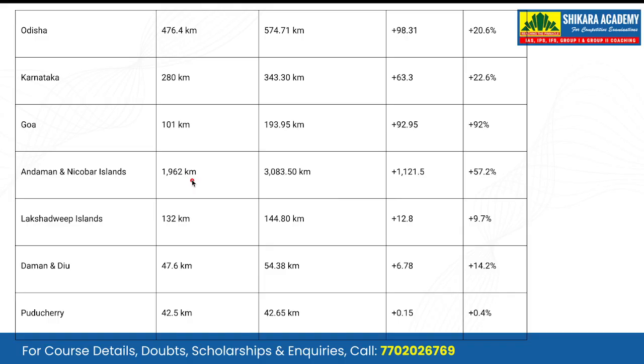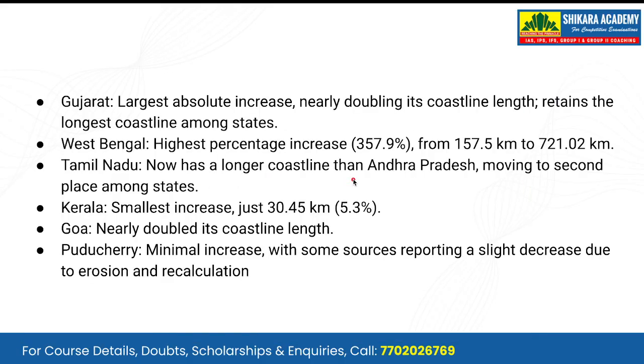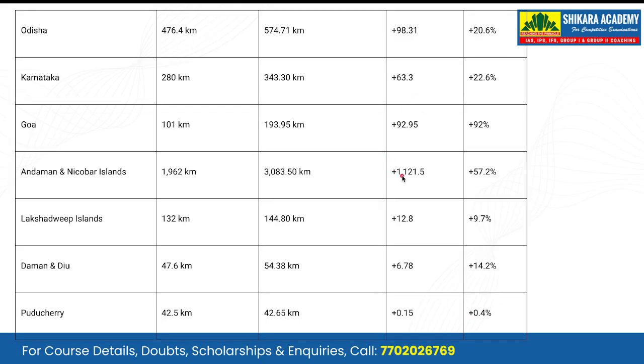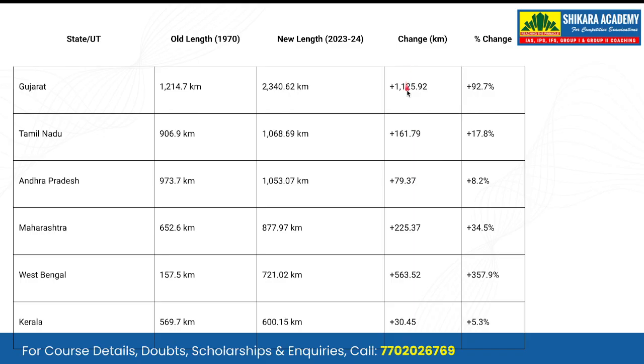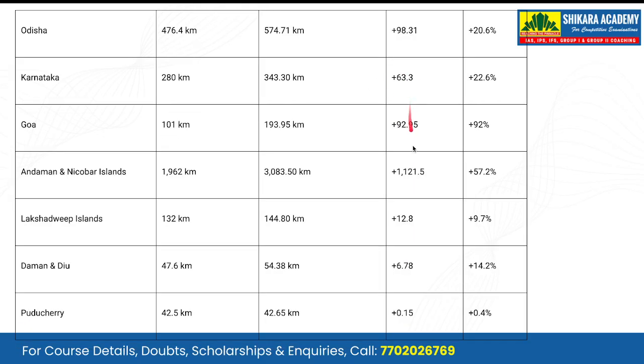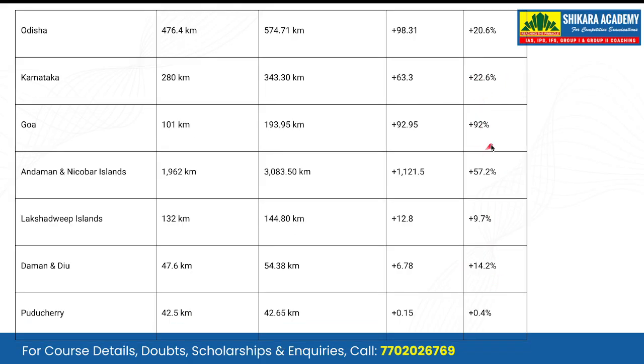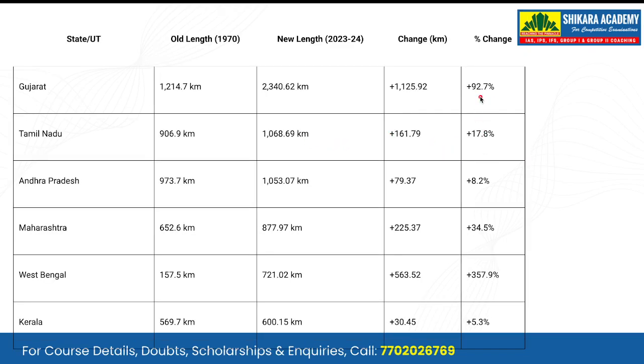And Andaman Nicobar, look at this, 1021 kilometers addition. For example, here we see Gujarat 1125.92, here 1121.5. So more addition was done in Gujarat. That's very, very important. 1125, 1121. See, look at this. But the highest percentage was in West Bengal. Gujarat is 92%. Okay. Similarly, Goa is 92%, but Gujarat 92.7%.